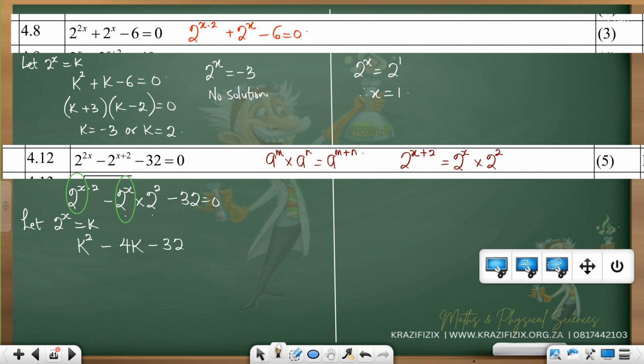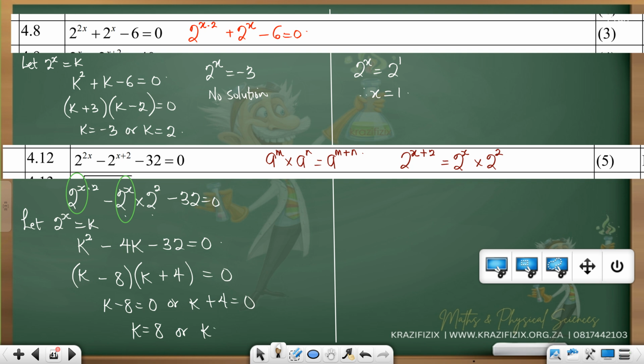4k. Look at where we are. Trinomial again. 32, 8 and 4 should be fine. But I want a minus 4. So k minus 8 equals to 0, or k plus 4. So what is k? 8. Negative 4. But what is k? 2 to the power x.